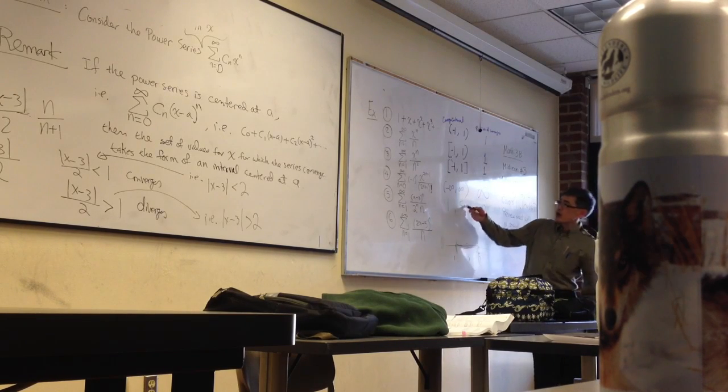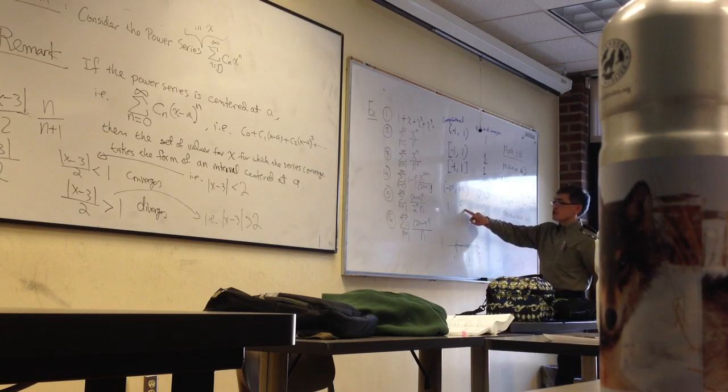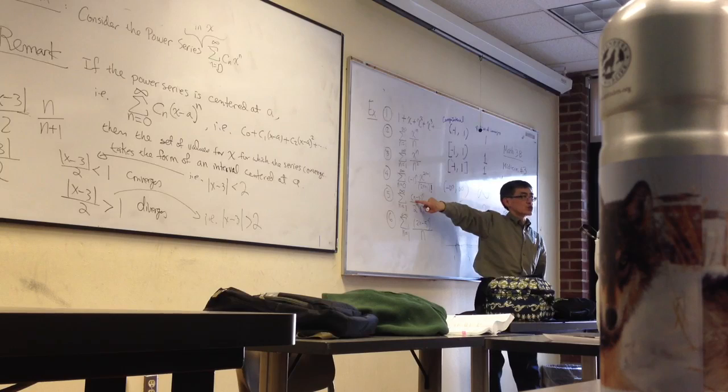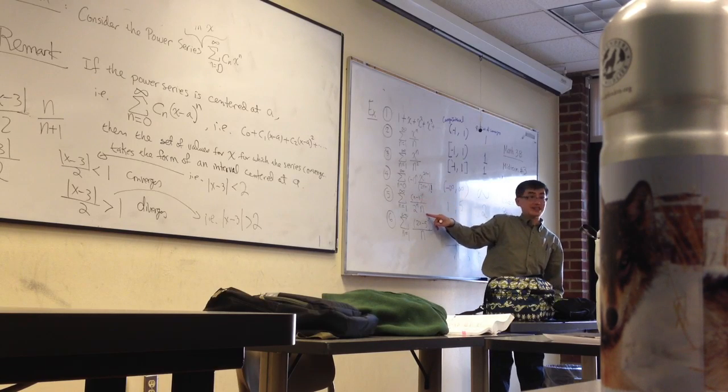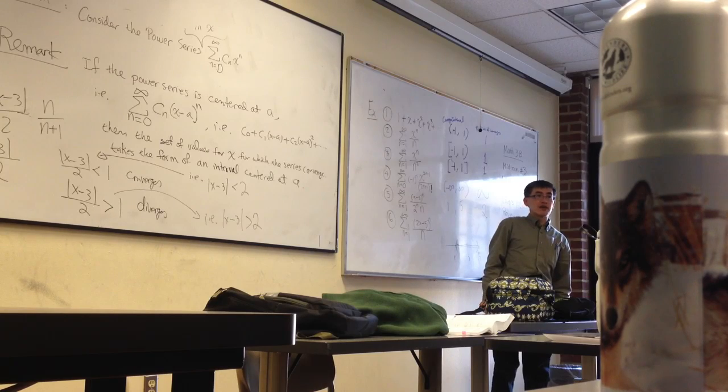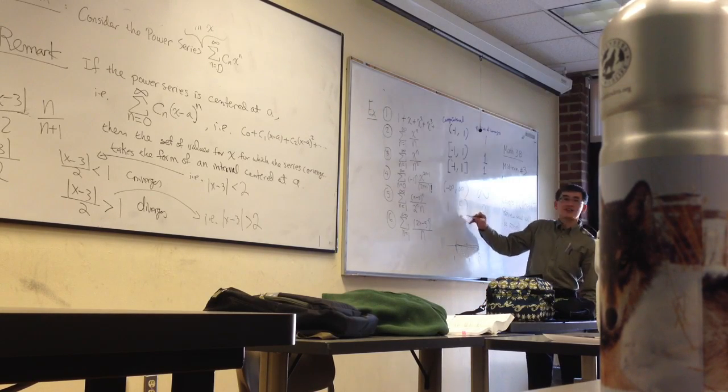So let's work out the endpoints. If I plug in 5, what happens? 5 minus 3 is 2. So 2 to the nth power cancels out 2 to the nth power. So really I'm talking about what? Numerically 1 over n. That numerical series, the summation of 1 over n, diverges. So it doesn't work.